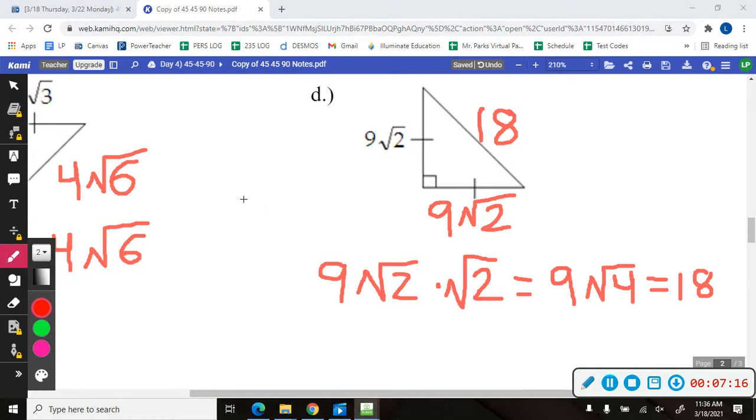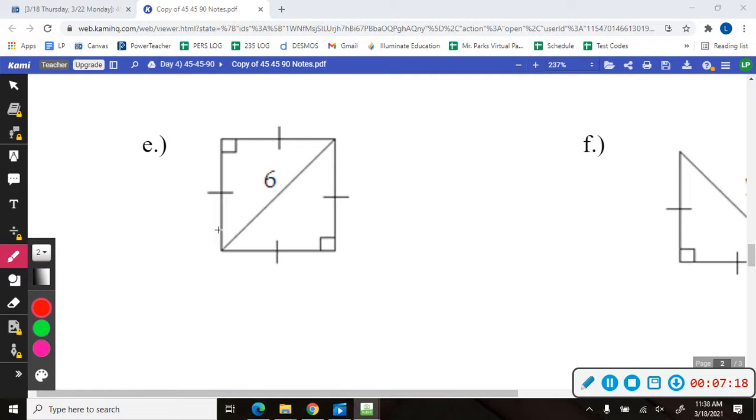Okay, E. This is a square. If you take a square, and I know this is a square because it's 90 degrees, all 4 sides are equal. So if you take a square and you make a diagonal through a square, this is 45. So this is 45. And this is 45. Now, we want to find the leg, and we know that these legs are going to be the same.